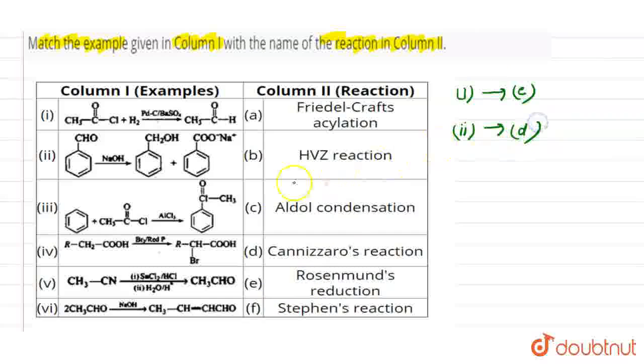right? Now if I talk about the third reaction, in which benzene, right? Benzene reacts with CH3COCl in the presence of AlCl3, aluminium trichloride. Then it gives this compound, right? And this type of reaction is known as the Friedel-Crafts alkylation, right? This type here, Friedel-Crafts alkylation. So the third belongs to A here, right?